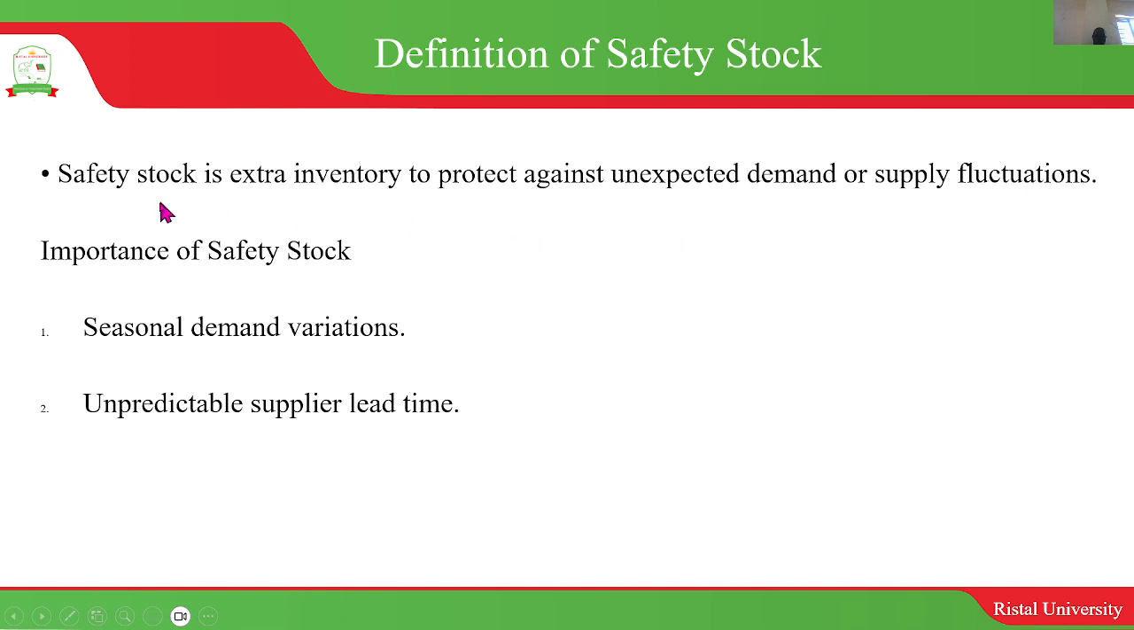Definition of the safety stock. We say safety stock is the extra inventory to protect against unexpected demand or supply fluctuations. This is just like a buffer stock. Importance of safety stock: it caters for seasonal demand variations and also caters for unpredictable supplier lead time.